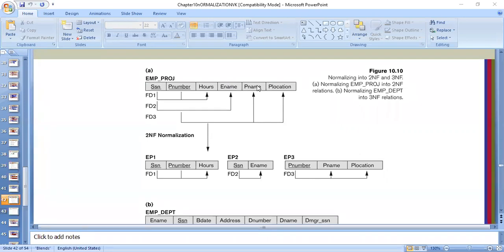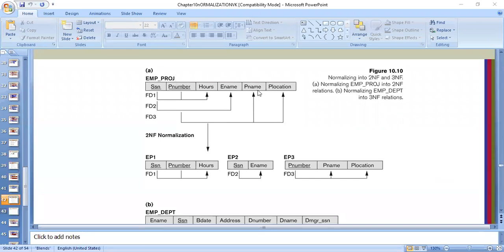Project name is dependent only on project number. It does not require SSN number, isn't it? If we have only project number, I can uniquely determine project name, isn't it? That's why project name is also not valid to be in this particular table.